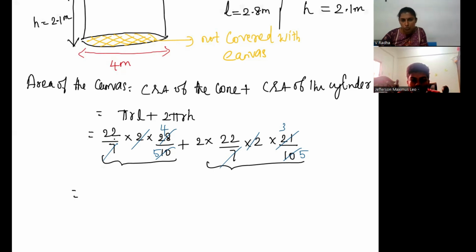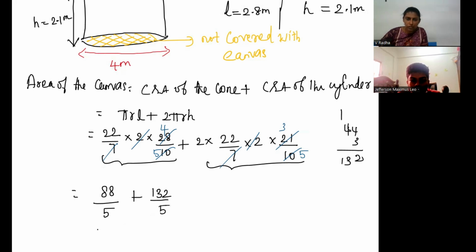So 22 times 4 is 88 by 5. Plus here 22 times 2, that is 44. 44 times 3, this 3 is here, that's 12 plus 1, so 132 by 5. So both have the same denominator, so put a 5. It's a common denominator.